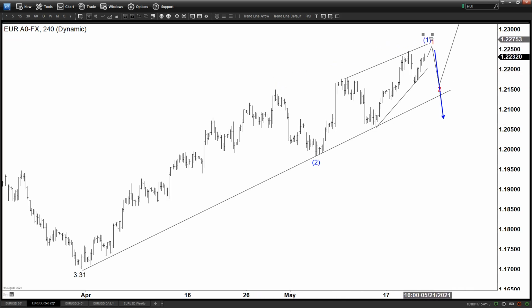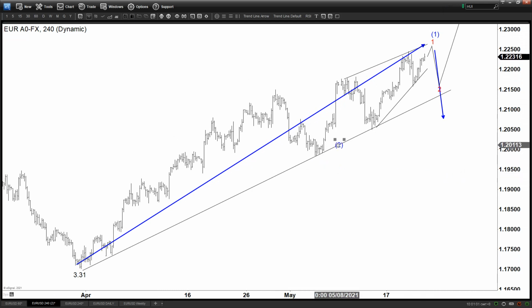Either this is ending wave 1 right here, and then maybe some sort of 1 2 3 4 5 or something like that, and then we will be correcting this entire rally in wave 2, or it can even become a corrective structure. It could become A, B, C, and pullback.